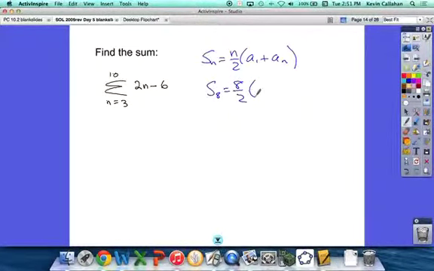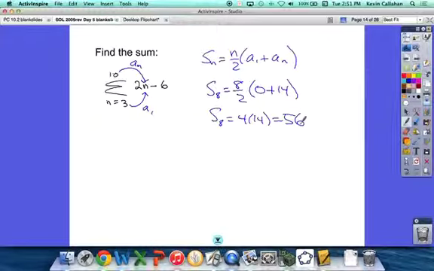And then how are you going to find the first term in this sequence? Plug in the lower limit here, right? So you plug that in to get A1. And how do you get AN, the last term? Plug in the upper limit right there, AN. In this case, it would be 2 times 3 minus 6 is 0. And 2 times 10 is 20 minus 6 is 14. Right, so S8 equals 4 times 14, which is 56.